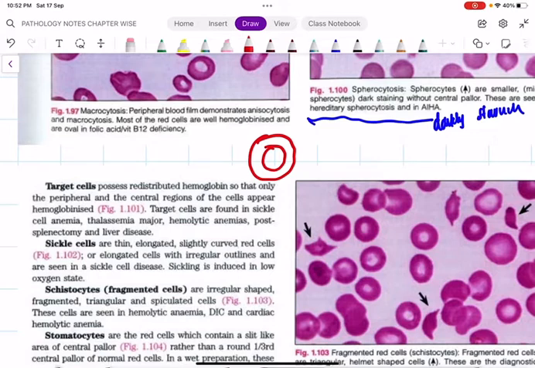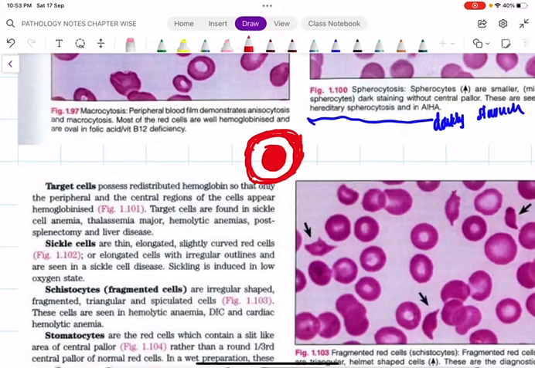So, you will have a central hemoglobin area. Then you will have a region where there is no hemoglobin. Again, you will have a hemoglobin-like area like this. So it looks like a bull's eye appearance or like a target. Am I right? Yes, target. That is why it is called target cells.